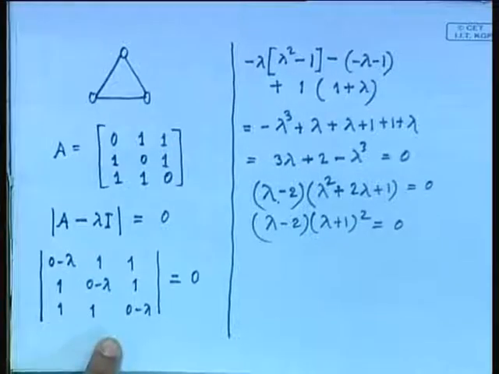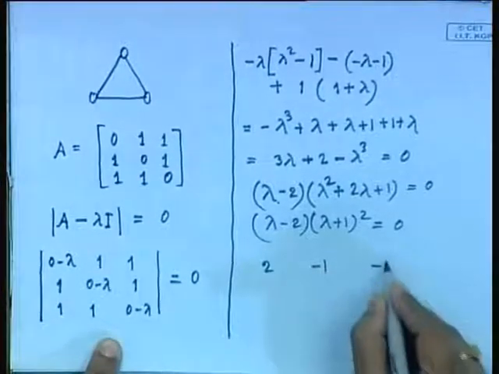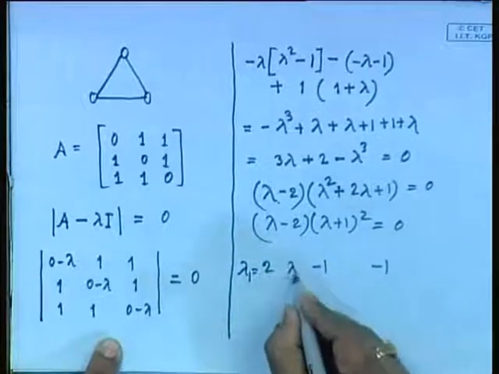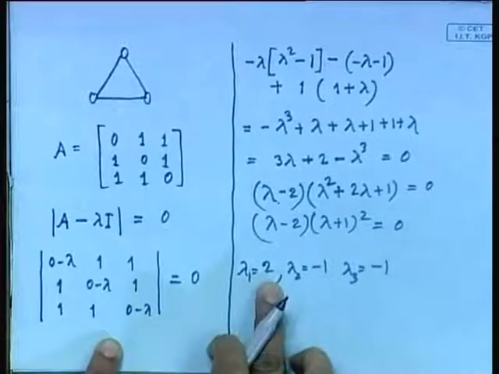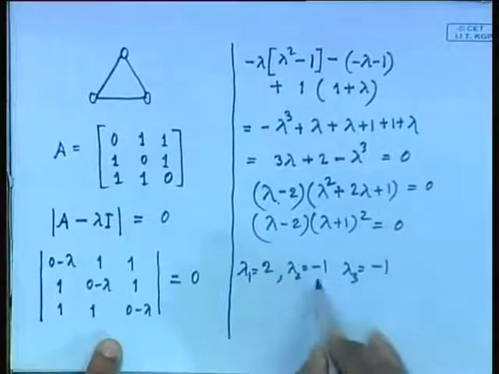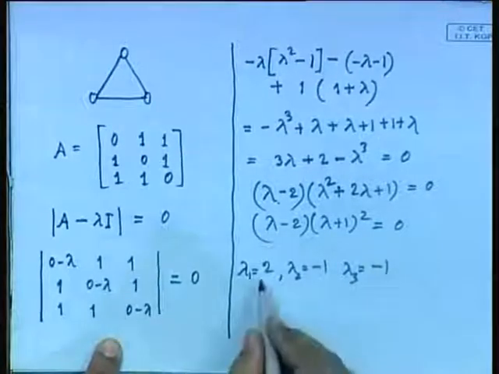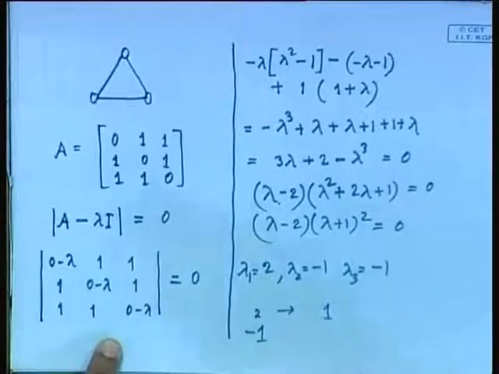Okay. So, then what are the eigenvalues? 2, -1 and -1. So, lambda 1 is equal to 2, lambda 2 is equal to -1 and lambda 3 is equal to -1. So, this is the principal eigenvalue, the others are the non-principal eigenvalues which are -1 and -1. So, then what is the multiplicity of this eigenvalue 2? It is 1, and what is the multiplicity of this eigenvalue -1? It is 2.